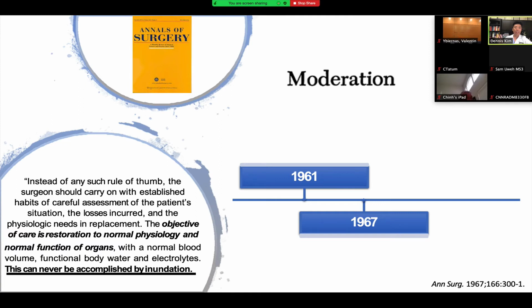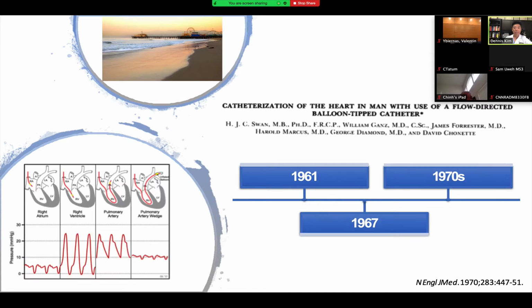And I will say, in critically ill patients, striving for normalcy is probably not a good thing. Critical care patients shouldn't look normal, but closer to normal than abnormal. And again, this can never be accomplished by inundation. As we move to the 1970s, that's when Swan-Ganz catheters were conceived and came into being.